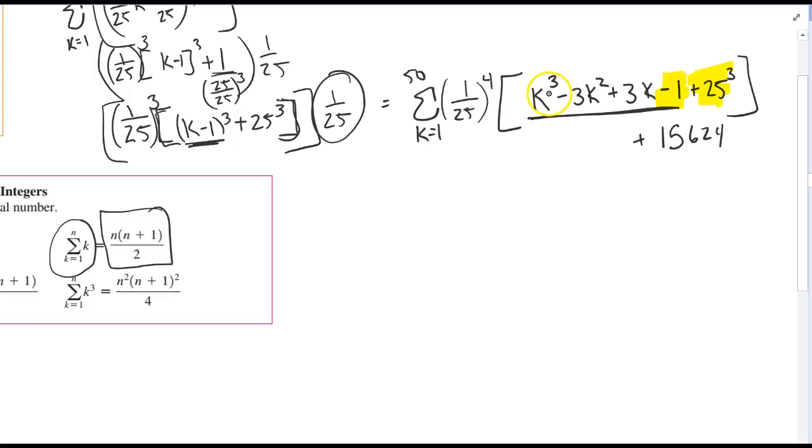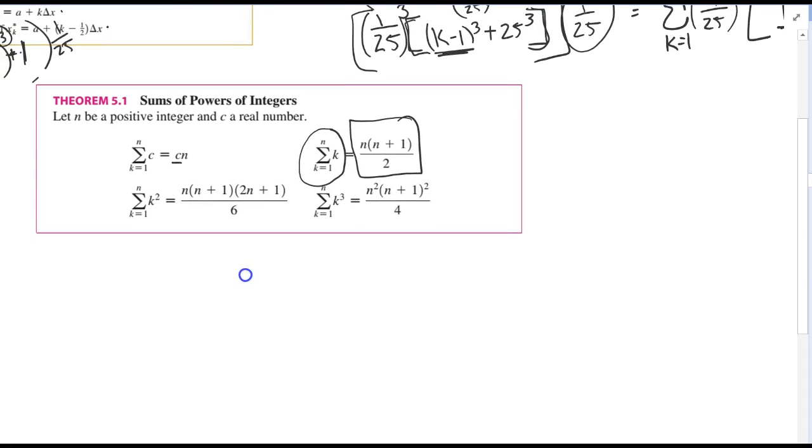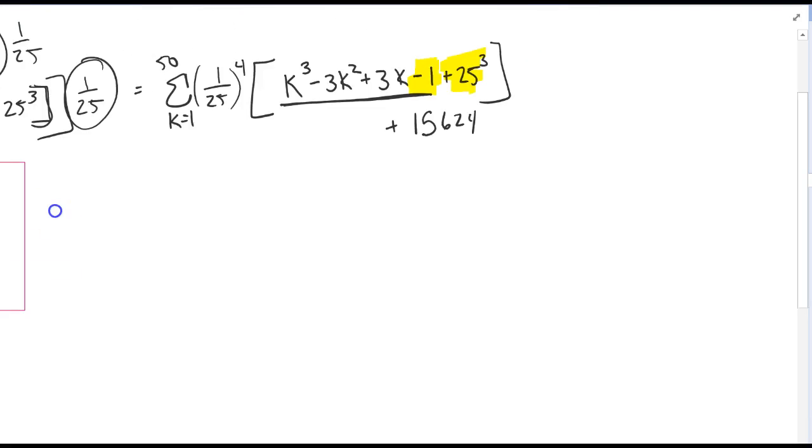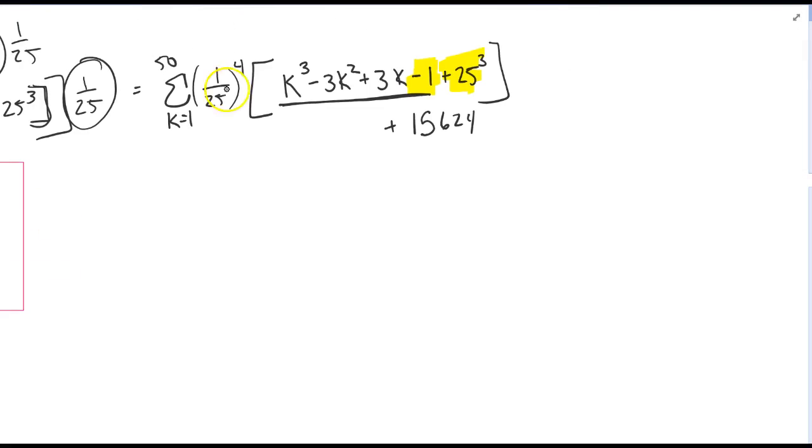So now at this point, I'm going to use theorem 5.1 when I'm adding a constant. The sum as k goes from 1 to n of a constant is going to be a constant times n. With the sum of k, k squared, and k cubed, I use these formulas. I'm not going to do that on these because it's kind of time consuming. The constant can come out front.